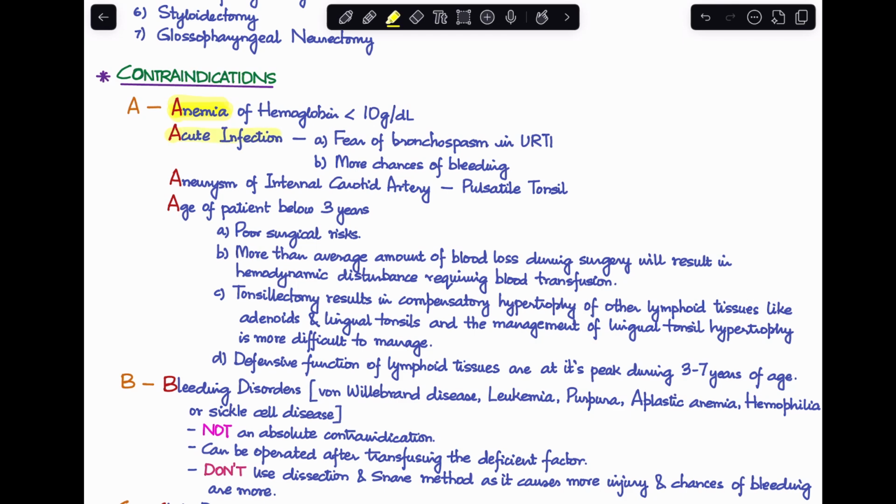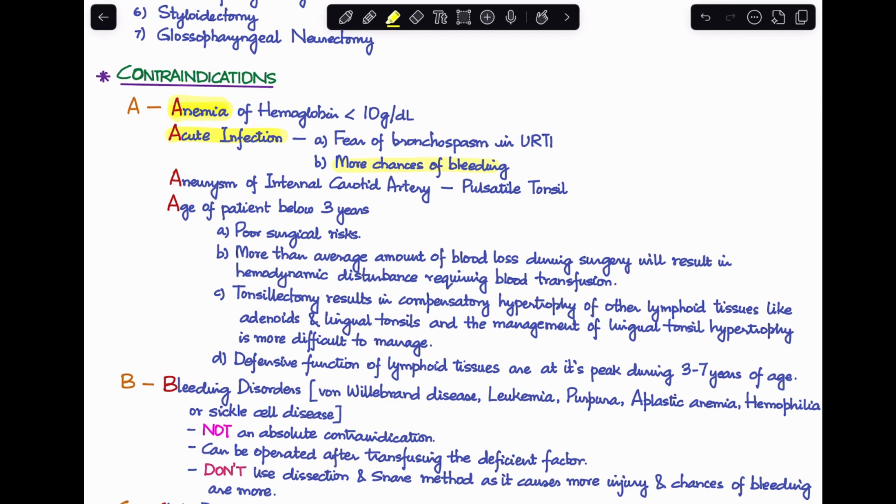Second is acute infection. Now, why do we not perform in acute infections? Because two things. One is we have a fear of bronchospasm when you take the patient under anesthesia in a case of upper respiratory tract infection. Second, in an acute infective case, there will be more chances of bleeding intraoperatively. So, if you have a choice, you would rather not do it in a case of acute infection.